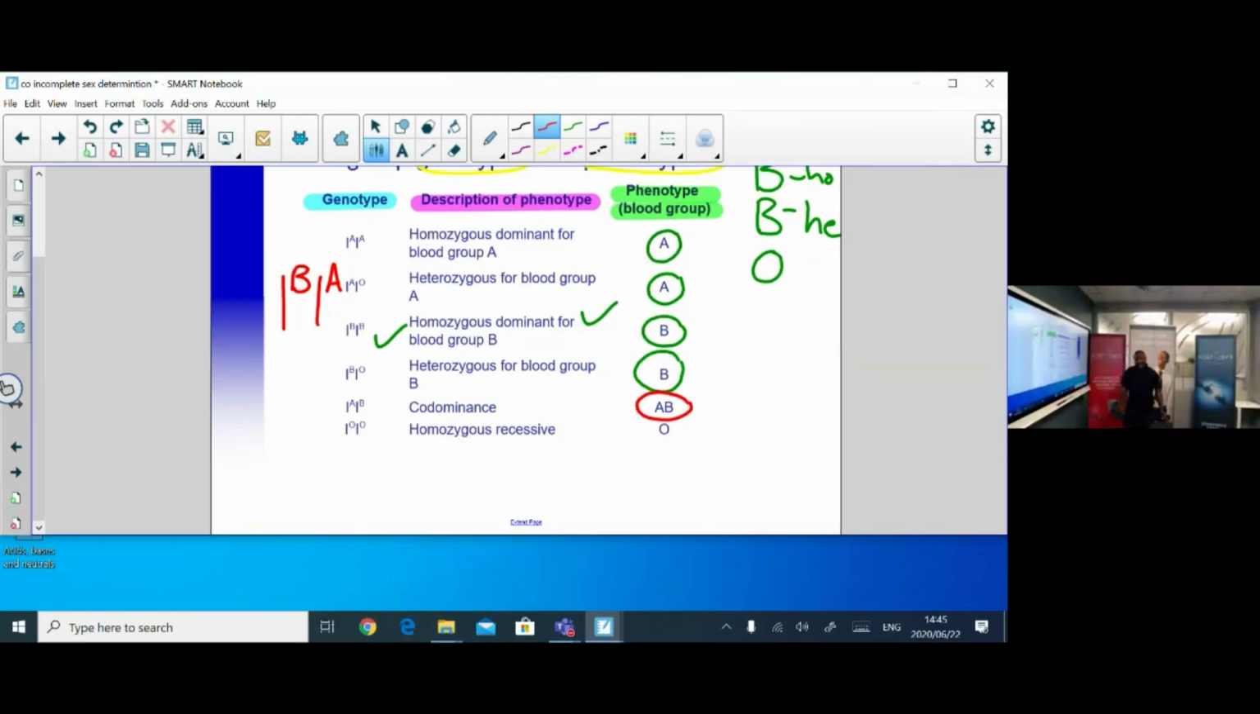The last one. Homozygous recessive. Remember, O is a recessive allele for the blood group. How do we state it? It's I^O I^O, of which I said you can find some texts, they write i i instead. And then it's homozygous recessive, giving us blood group O. Wonderful. This is what I want us to cover for today.